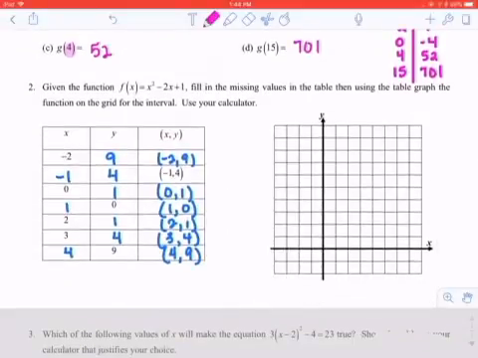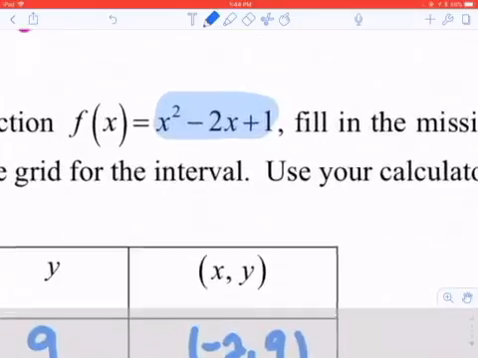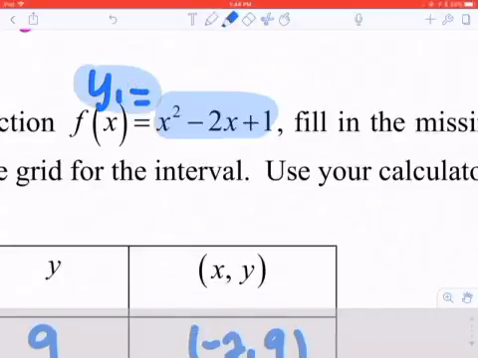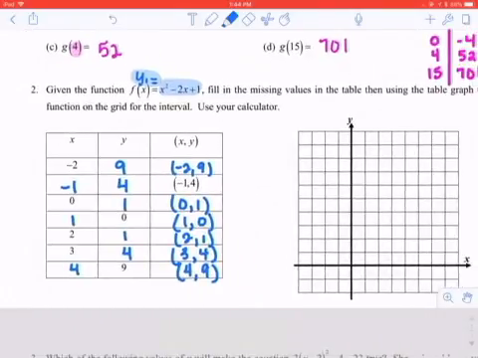Okay, I took the time to fill out this table ahead of time so you have it and can see it. But again, you would do what we did before and you clear out what you have in y1. And now type this into y1 equals. Second graph takes you to the table, and you want to get to your x column so you can find all of the y values for these x values. And then these are our points that we're going to plot.